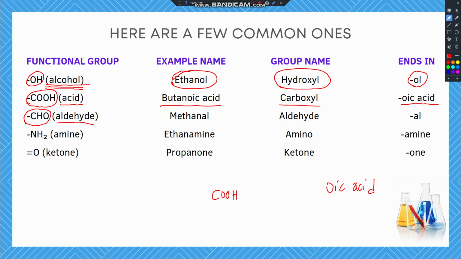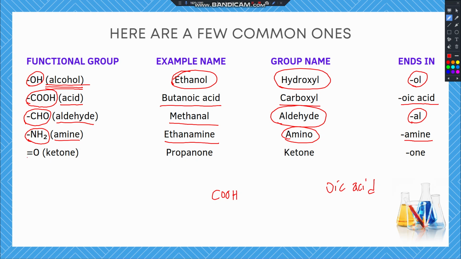Next example of a functional group we have is this one that has the symbol CHO, and the name is called an aldehyde. Okay, the group name of this functional group is called aldehyde, and the suffix that ends the name of a compound that contains it is "al". And a good example of a compound that contains it is methanal. Okay, the next one is called amine, and the symbol is NH2. A good example of a compound that contains it is ethanamine, and the group name is called amino, and it ends in the name amine, whichever way you choose to call it.